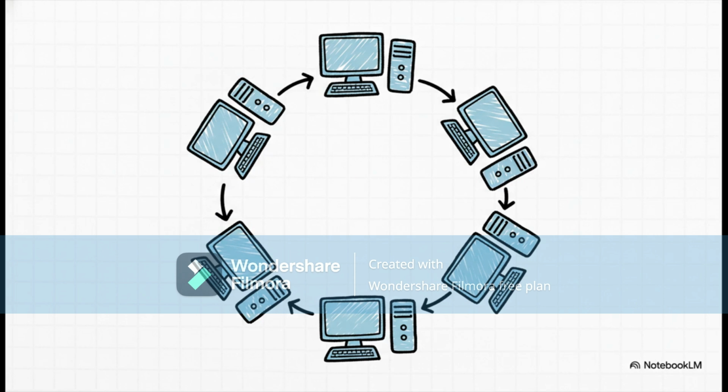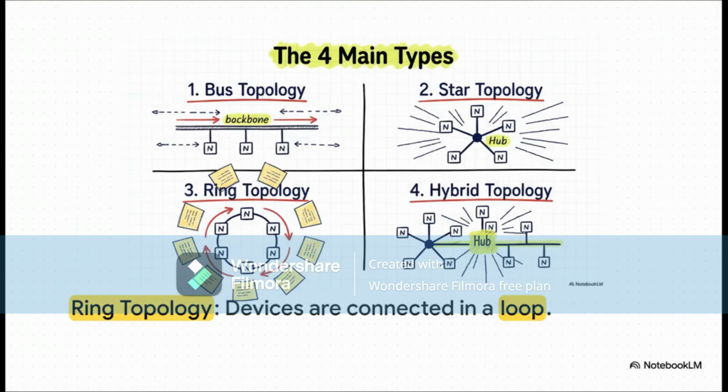Okay, let's look at another classic setup. It's really important to understand this one, even if you don't see it as much today. We're talking about the ring topology. Just imagine passing a note around a perfect circle of desks. The note has to go from one person to the next, and it only goes in one direction, until it finally reaches its destination. Well, that is exactly how a ring topology works. The data just travels from device to device in one continuous loop.